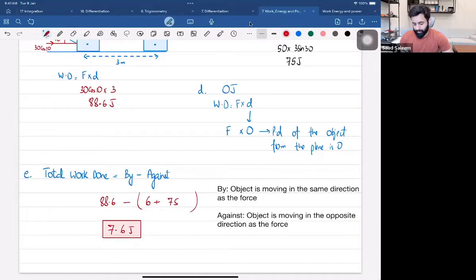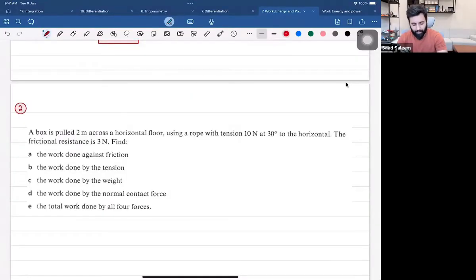Now I want you, as always, to take a good look at it. I will give you guys a question to solve, and we'll do some past paper questions today as well. But in the meantime, if you have any questions, please let me know. Solve this question and let me know what your answer is.